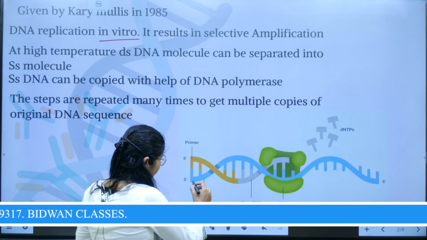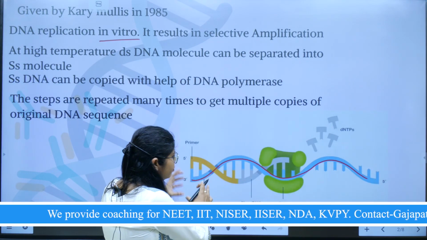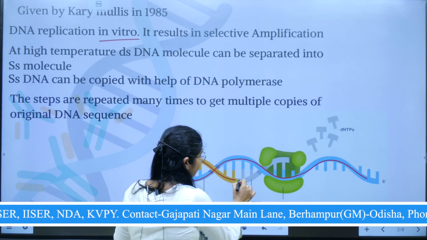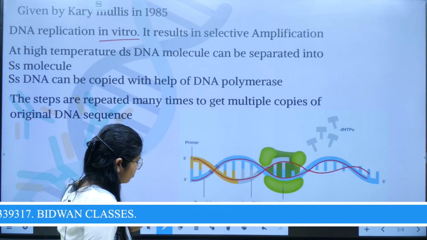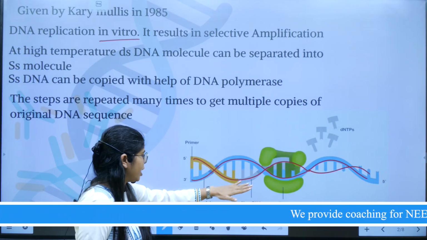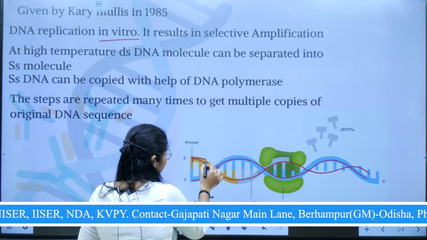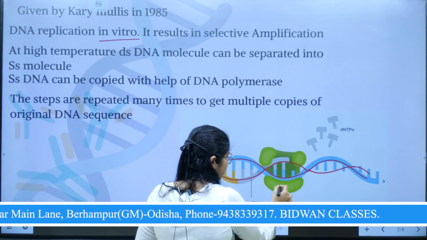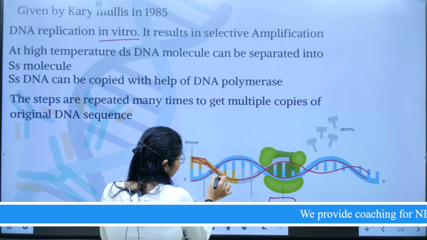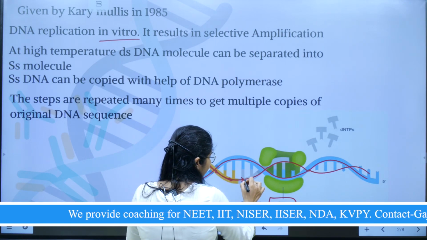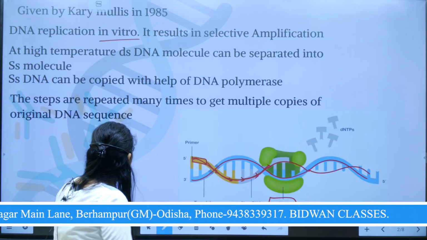So let's say this is your template strand. Both of these are template strands. This is 3' to 5', this is 5' to 3'. Although here it is shown as a new strand, let's say there were two strands and both of them were separated. Now the primer has come and attached here, and then the DNA polymerase, which is your main replicating enzyme, extends the primer and synthesizes the new strands.